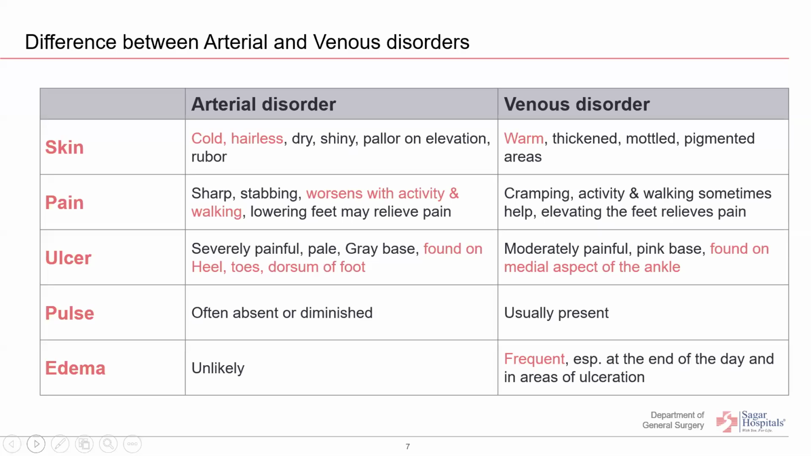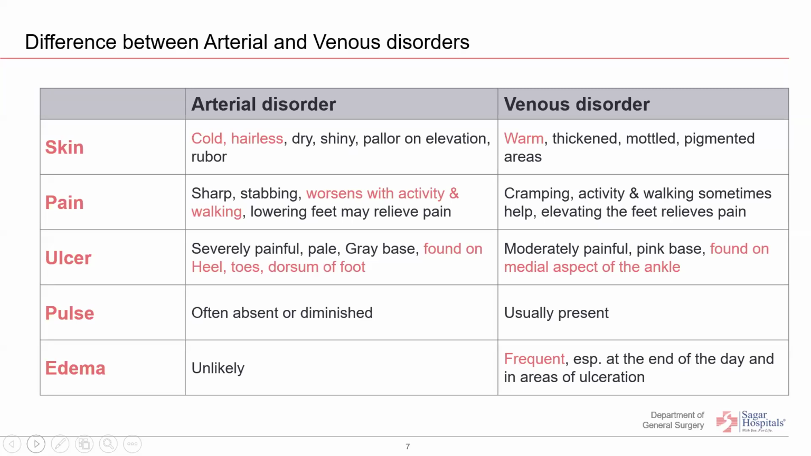So what happens is the metabolites that are created in the muscle, once the blood supply comes to the muscle, there will be lactic acid and other metabolites. These metabolites need to be washed off or go back. So in a venous disorder, these metabolites are still accumulated. So that gives you this kind of cramping pain.